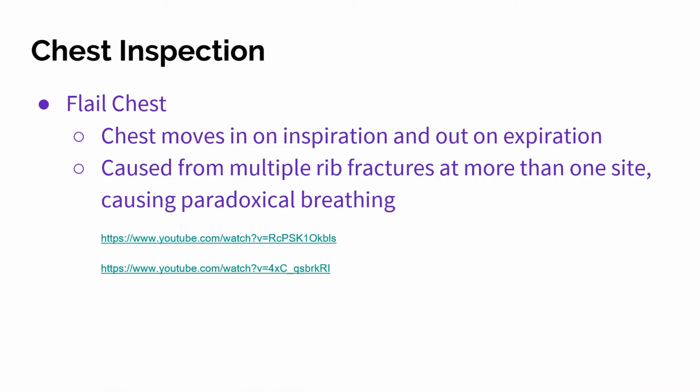Another thing that you're going to be looking for, especially in a trauma patient, is to see if they have a flail chest. A flail chest is where the chest moves in on inspiration and out on expiration. It's generally caused by multiple rib fractures at one or more sites, and can cause paradoxical breathing, almost like a seesaw breathing. So it's not synchronous. It's kind of off kilter. Make sure you click on both of those YouTube video links to see examples of that.